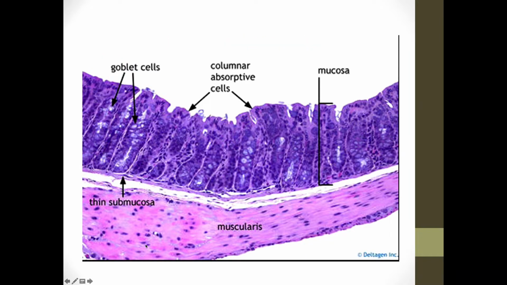This is the wall of the large intestine, and you can see these columnar absorptive cells. Then there are the goblet cells. Then it's the submucosa, and if you remember the submucosa of the duodenum, this is a thin submucosa, thinner than the duodenal submucosa layer. Then is the muscularis.